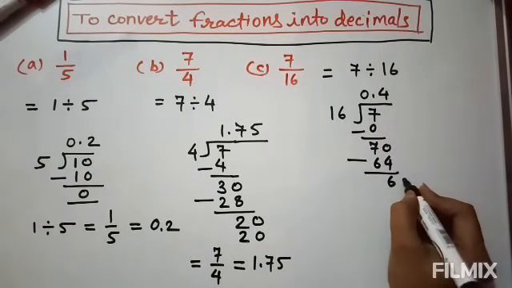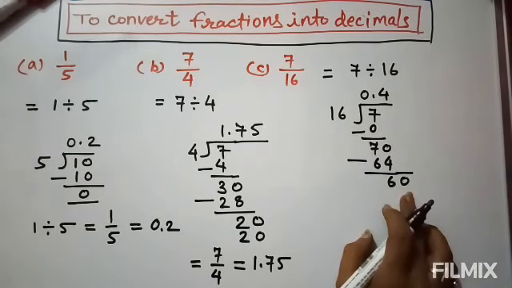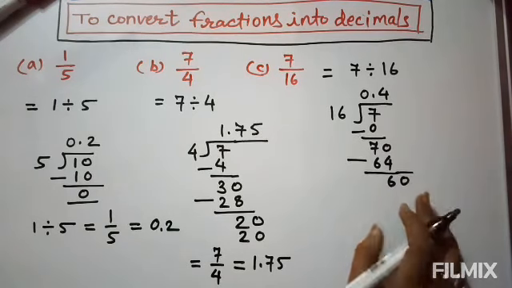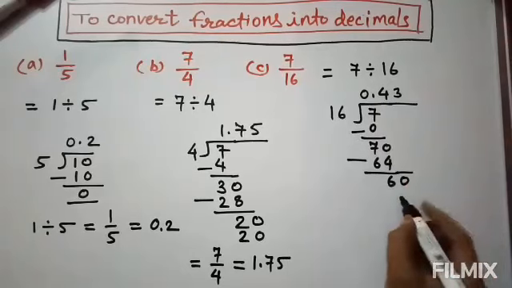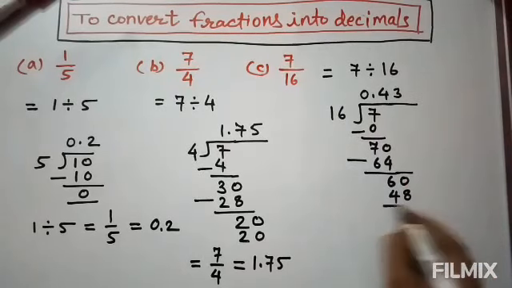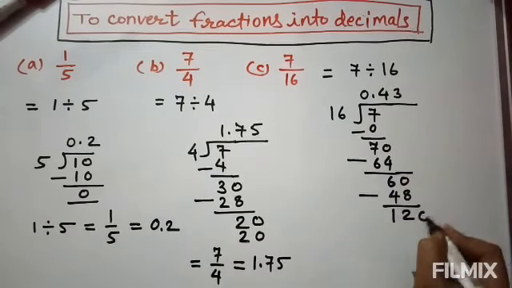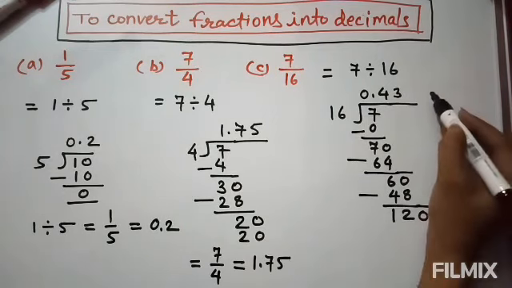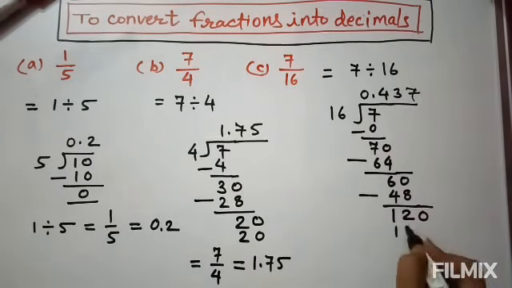After putting the decimal, as many 0s as we want, we can increase in the remainder. So we will be able to divide all the questions. 16 3s are 48. Subtract the number, we will have 12. Increase one more 0. Then 16 7s are 112.